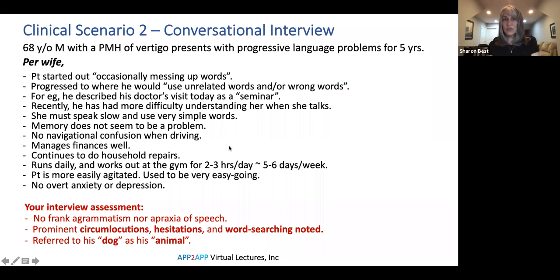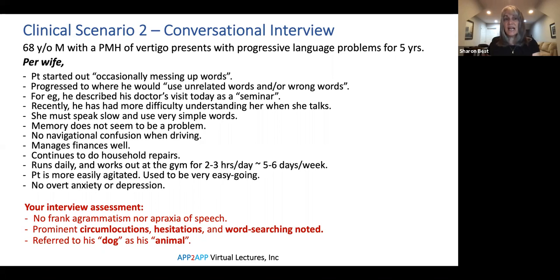Clinical scenario 2. During the conversational interview, this is a 68-year-old male with a past medical history of vertigo who presents with progressive language problems for 5 years. Per his wife, patient started out occasionally messing up words, so this was the first primary symptom. It progressed to where he would use unrelated words or wrong words. For example, he described a doctor's visit today as a seminar.